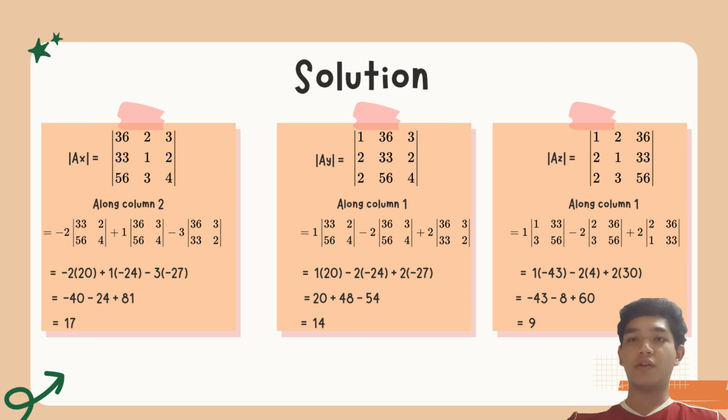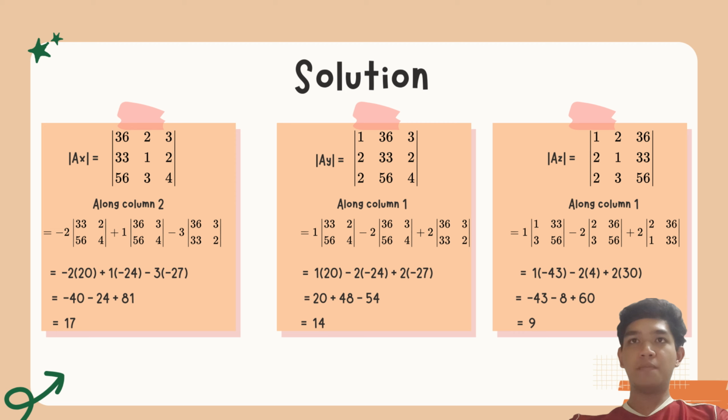Now, after we obtain the determinant value for matrix A, we move on to calculating the determinant for each of the corresponding matrices, which are AX, AY, and AZ. Here, we use the same way as we calculate the determinant of A. However, for each of AX, AY, AZ, we need to change each column to the constant matrix respectively. For instance, in matrix AX, we need to change column 1 with the constant matrix. After that, we calculate its determinant by using along column 2. And we get AX equals 17.